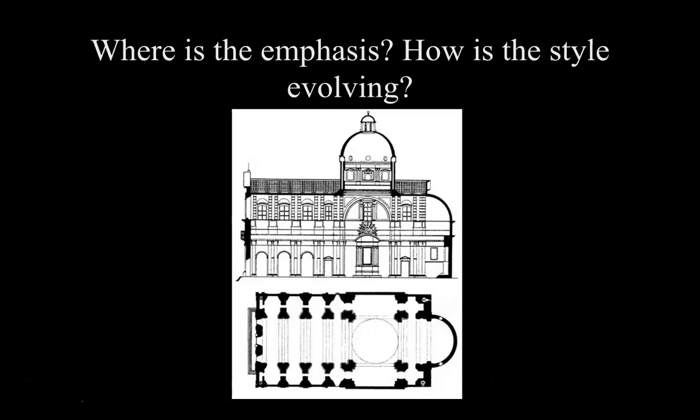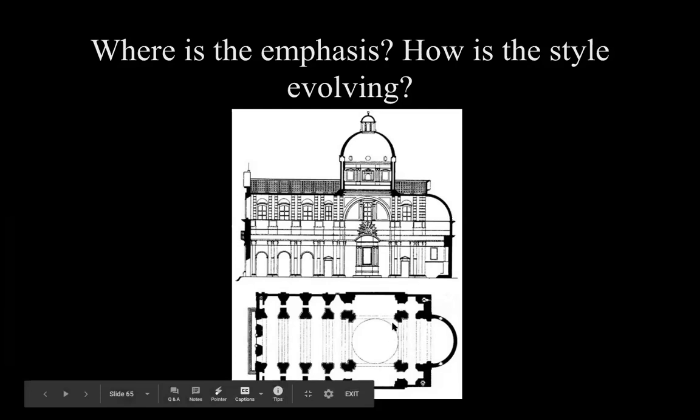Alana, can you help me? What's the biggest section? Is it the circle area underneath the dome? There's the dome, but I would say not just the circle section, but pretty much the nave and the transept and the altar, kind of like the whole central part of it is the thing that stands out.